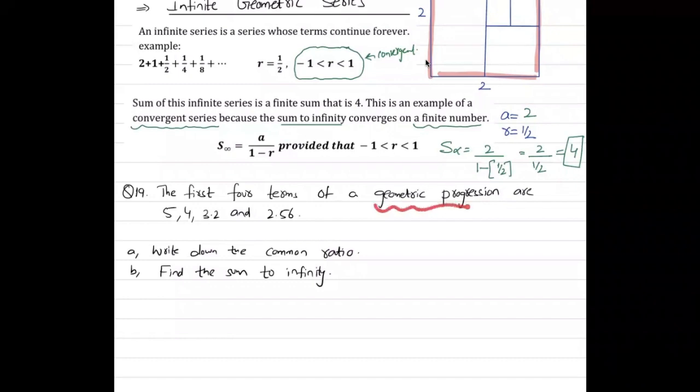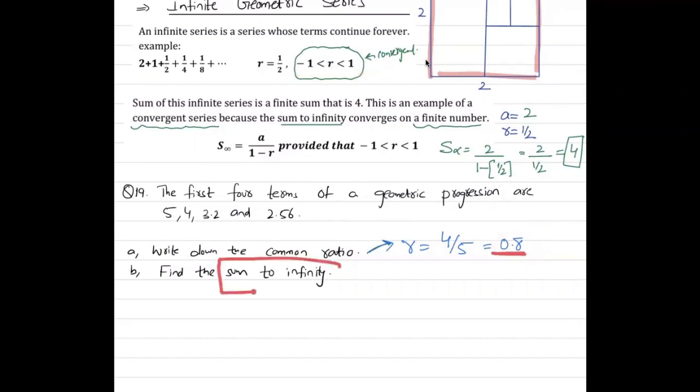The question has already mentioned that it's a geometric progression, so you don't have to prove that. You just have to write down the ratio. How do I calculate the common ratio? It's the next term divided by the previous term, so 4 divided by 5. The common ratio is 4/5, which is 0.8. Is the common ratio between -1 and 1? Yes, it is.